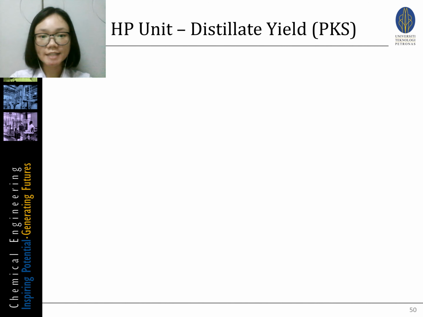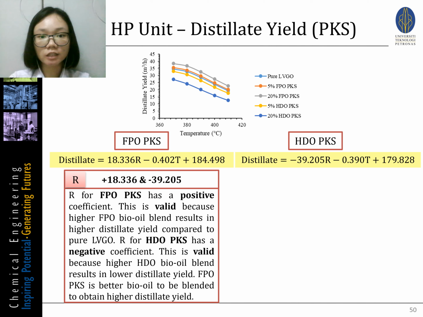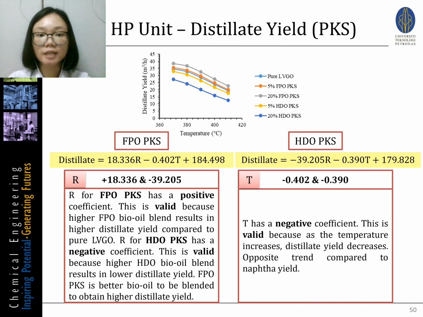As for the process analysis, based on these two equations, R for FPO-PKS has a positive coefficient, and it is valid, meaning that a higher FPO bulk oil blend results in higher distillate yield, and an opposite trend is observed for the H2O-PKS, which has a negative coefficient. Therefore, it can be said that PKS is a better bulk oil to be blended for a higher distillate yield. As for the T variable, it has a negative coefficient since distillate yield decreases at higher temperature, an opposite trend compared to the naphtha yield.